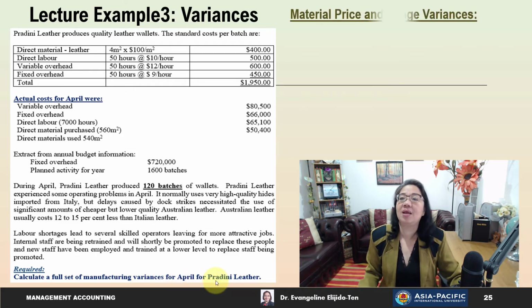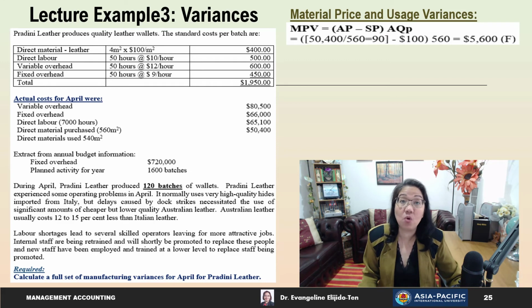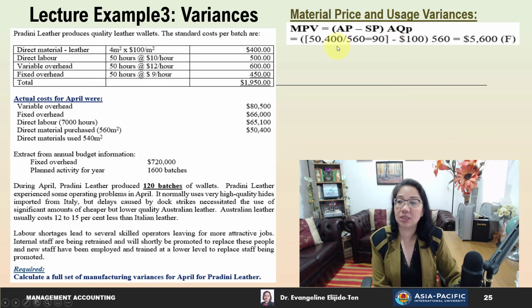So we will start with direct material variances. We'll start with material price variance. The formula, you would recall, is actual price minus standard price times the actual quantity purchased. Now the actual price is not given, but we can calculate it. These are the actual costs for April, and direct material purchase is $50,400, and that pertains to 560 square meters. So we can calculate the actual price by dividing 50,400 by 560 square meters, and that would give us an actual price of $90.